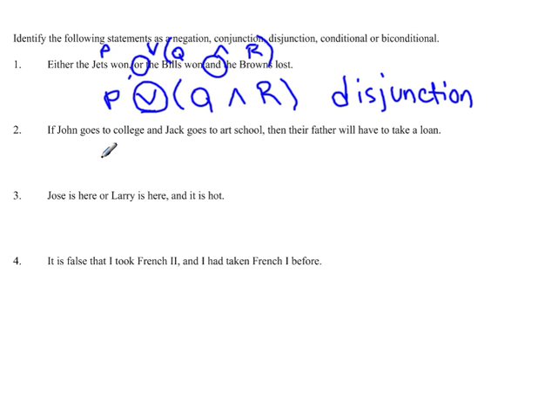Let's try that again with the next problem. If John goes to college, well, John goes to college is P, Jack goes to art school, that's Q, their father will have to take a loan, that's R. Keywords: and is the conjunction, if then is the conditional, and you always put the arrow where the word then is. The comma separates the P and Q from the R, so group the P and Q in parentheses.